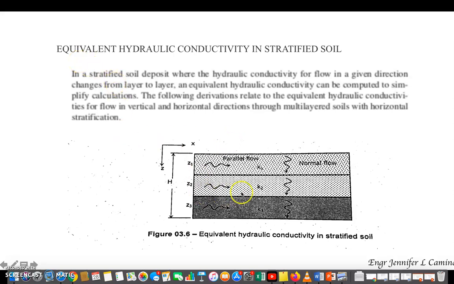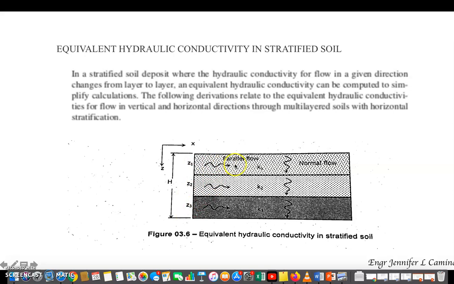So this is an illustration for equivalent hydraulic conductivity in stratified soil. We have here Z sub 1, Z sub 2, Z sub 3, referring to the depth of every layer. And for every layer, you have K sub 1, K sub 2, and K sub 3. Of course, the total of this is H, the total height of all of the layers.